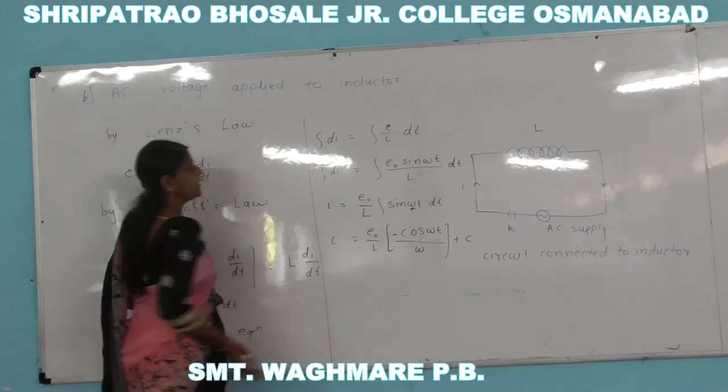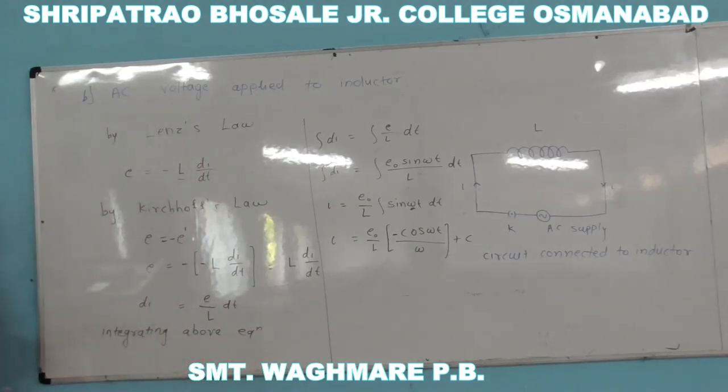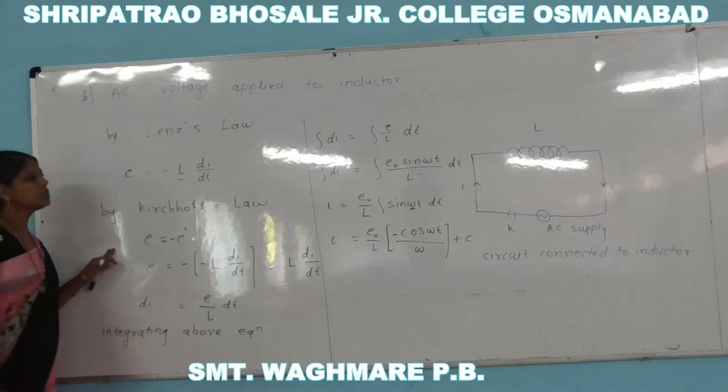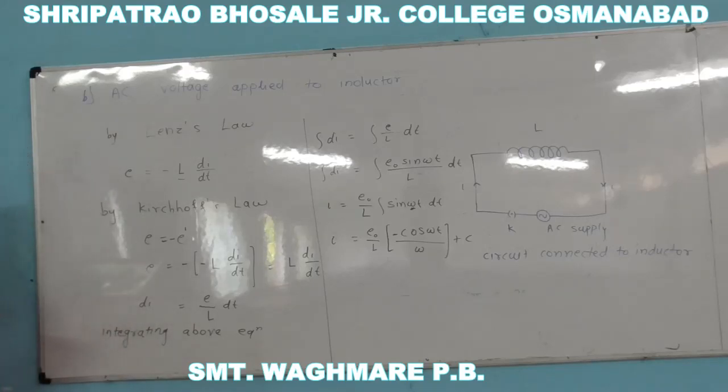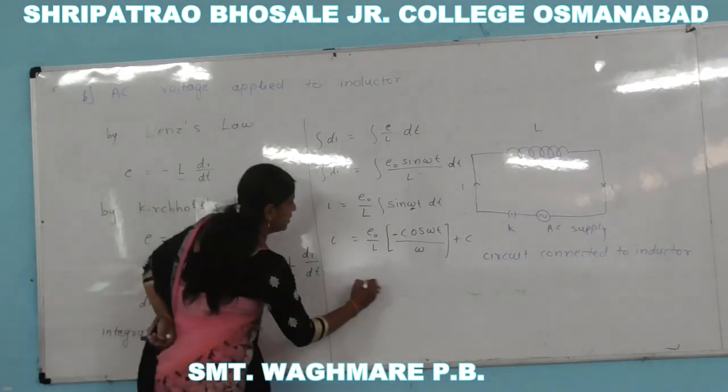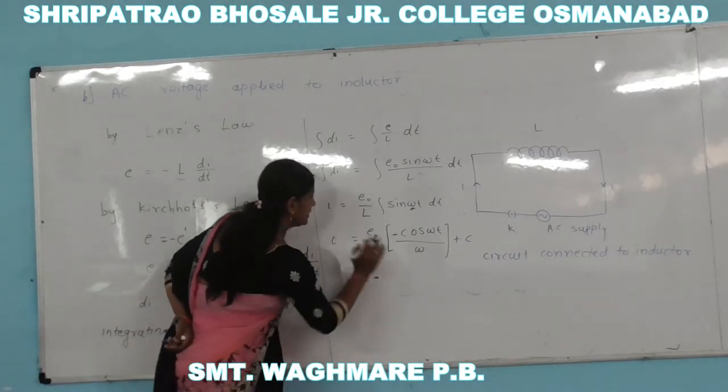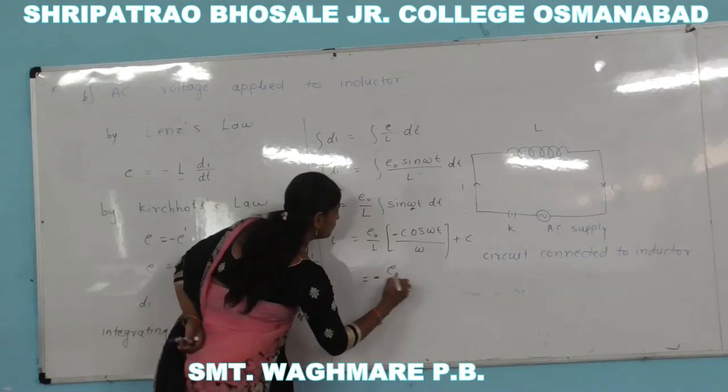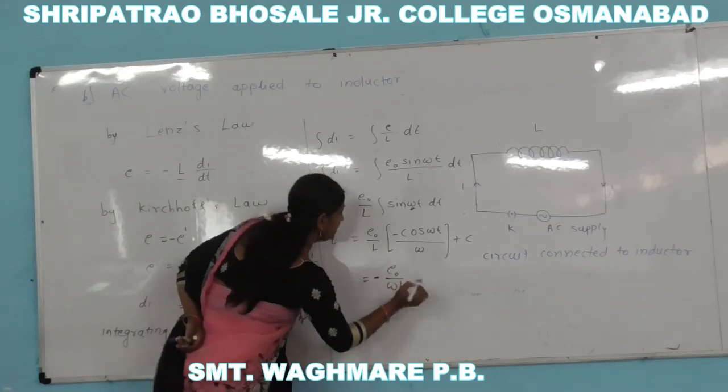Therefore, we can write I is equal to E naught upon L in bracket, minus cos omega t divided by omega. Now, the cos omega t, we know that cos x is equal to sin of pi by 2 minus x. We can use this formula here. Take this minus sign outside the bracket, with this omega L.